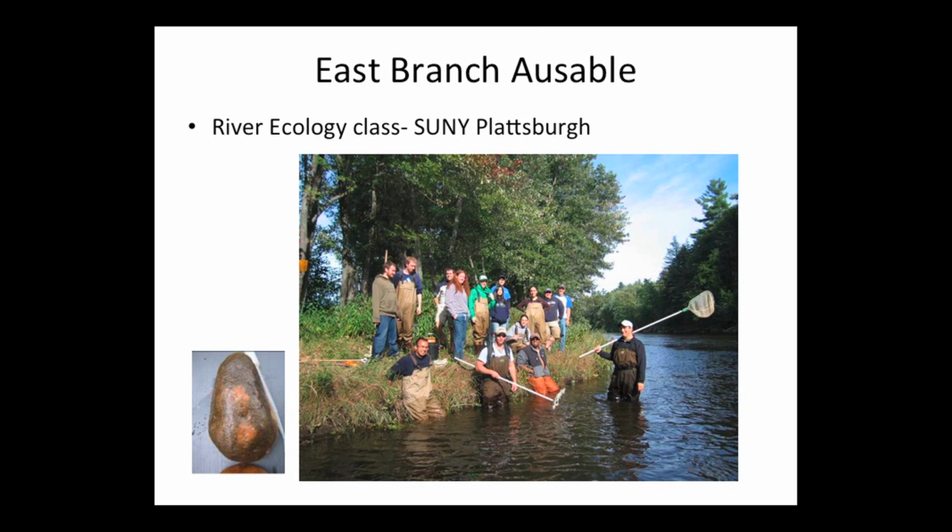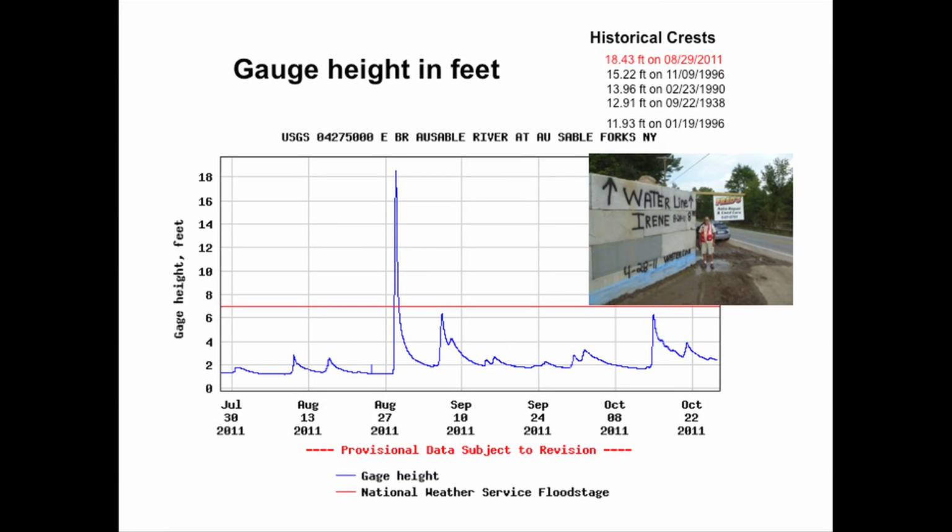This is the east branch of the Ausable. We've done a lot of work with classes here and a lot of research with the Ausable River Association, Nature Conservancy, and others. Just a quick storm hydrograph. This is the East Branch storm hydrograph. And you can see how quickly it came up, 2 feet to 18 feet.